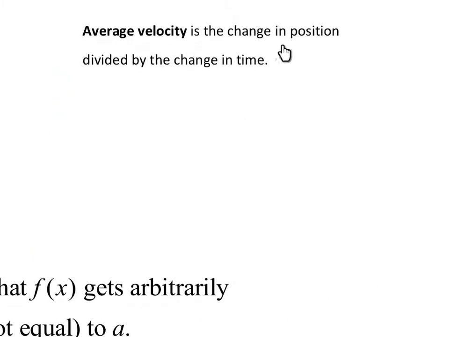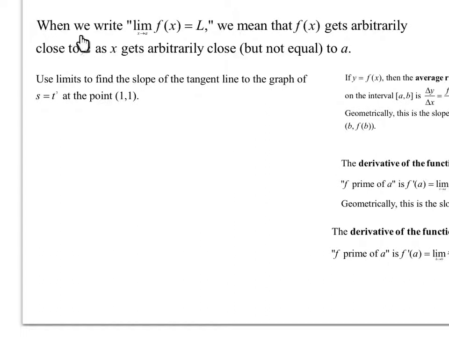So let's take a look at some definitions. Average velocity is the change in position divided by the change in time, often symbolized by change in position over change in time. That delta symbol means change in. That's something you'll see in the sciences, chemistry, physics very often. When we write the limit as x approaches a of f of x equals L, we mean that f of x gets arbitrarily close to L as x gets arbitrarily close to but not equal to a.